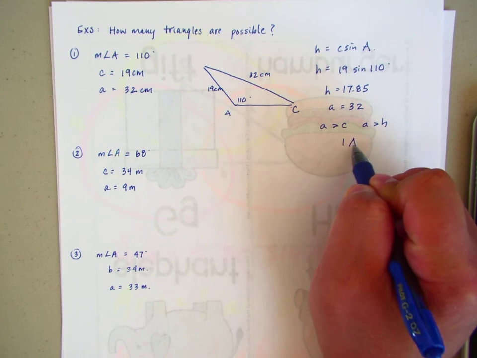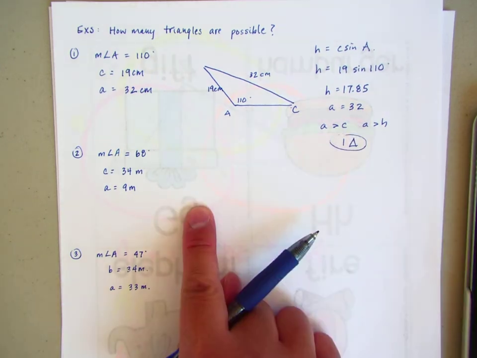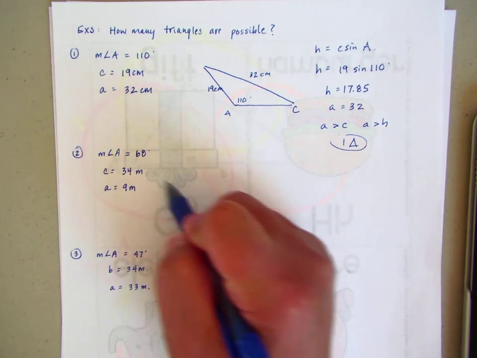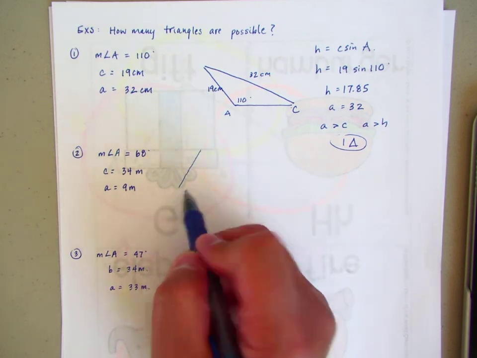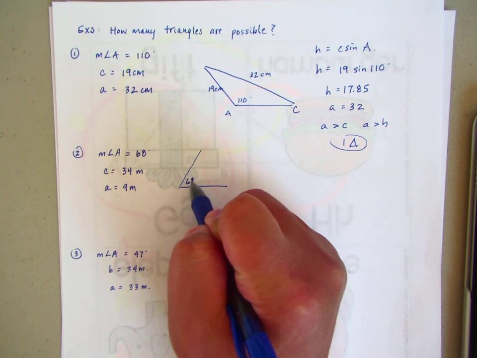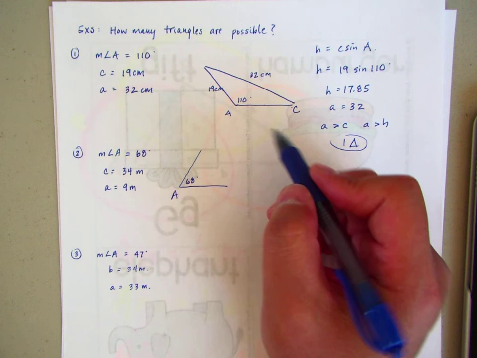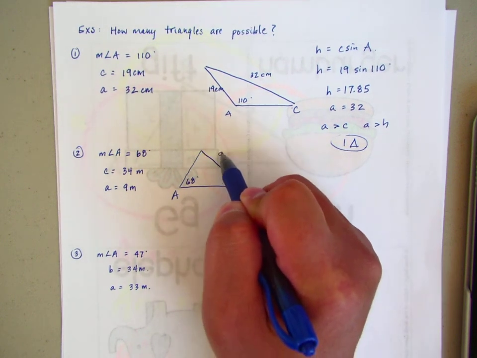Okay, let's go ahead and try a second one here. All right, so again, let's draw this here. Measure of angle A, 68. So 68 is going to be an acute angle. Again, acute, so I definitely have to keep checking here. The opposite side is 9. Now, the important thing is you don't have to draw them to scale, but I'll try just a little bit. And C is going to be 34.